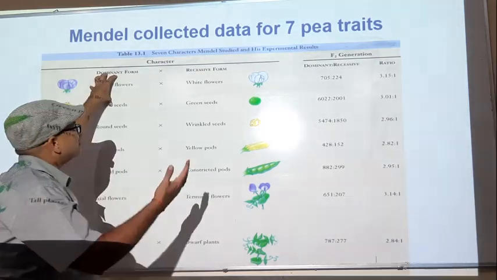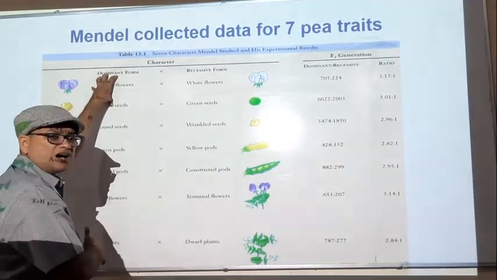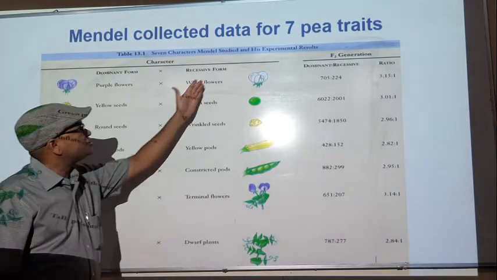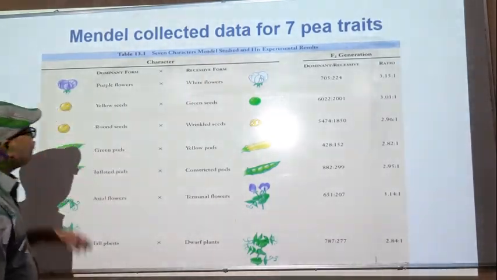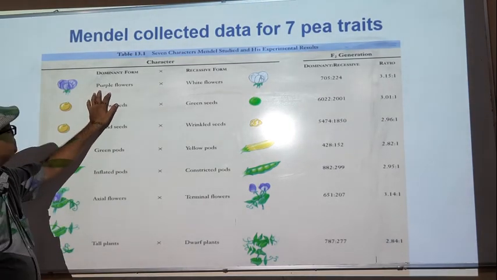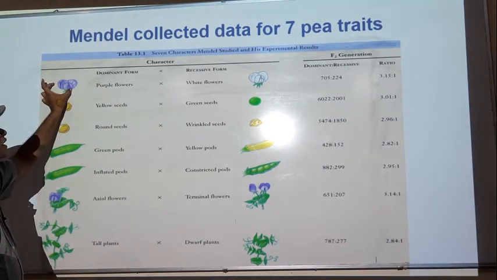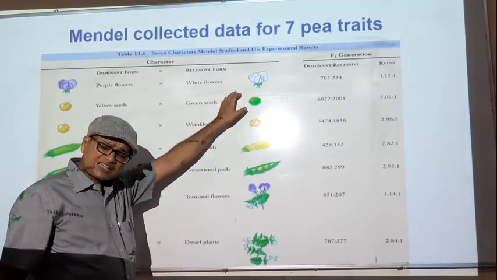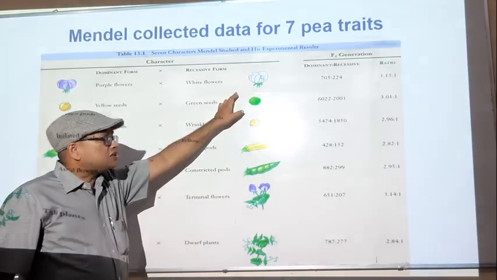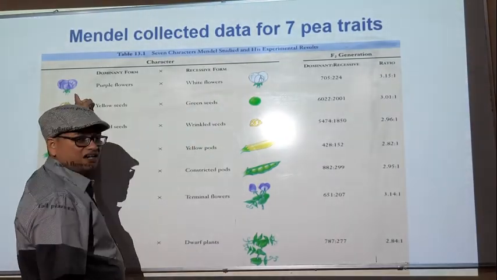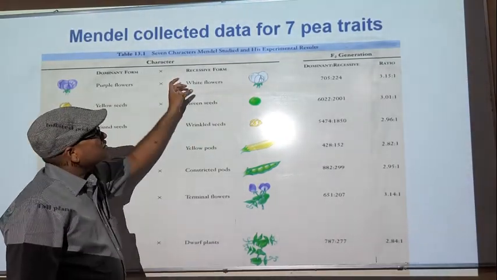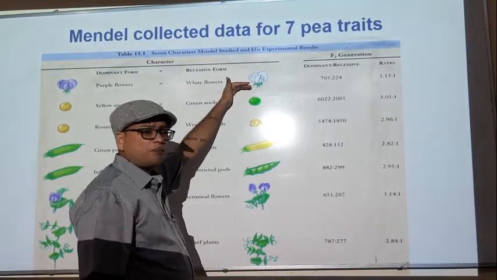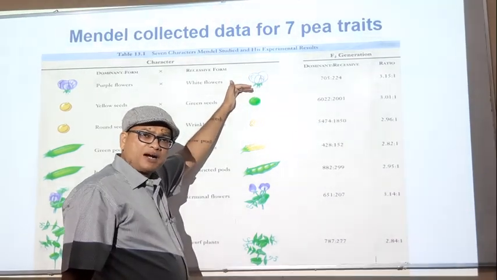What characters expressed by the plants are considered as dominant? Now they are the dominant characters and these are the recessive characters. When we study about the color of flower, the purple flower is the dominant character, while the white flower is the recessive character. It means the dominant trait is the color of the flower, while white is the recessive form of the pea plant.